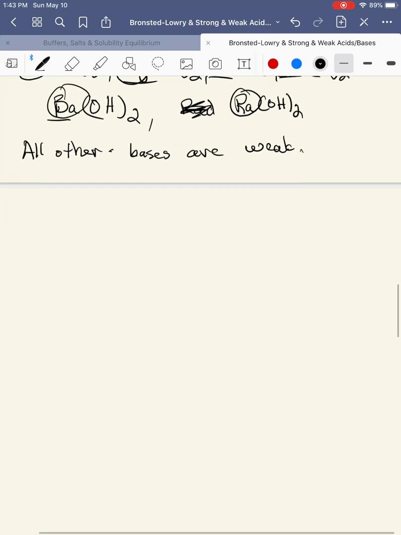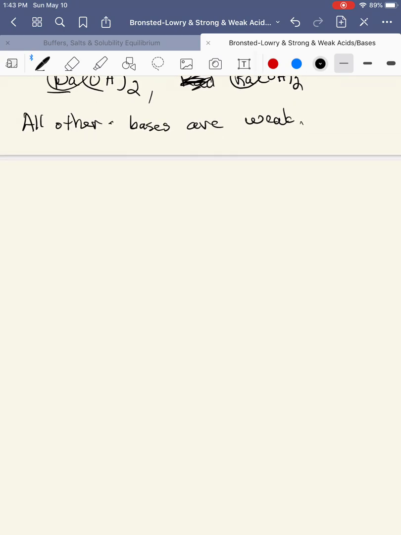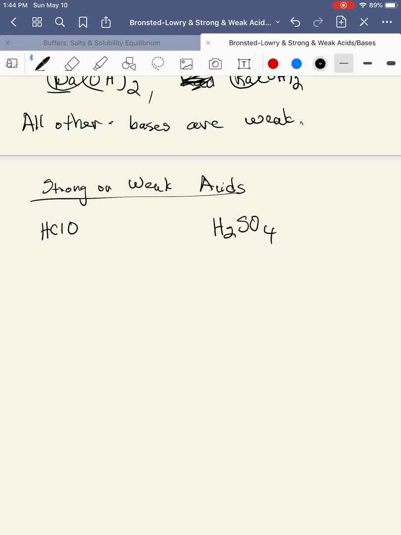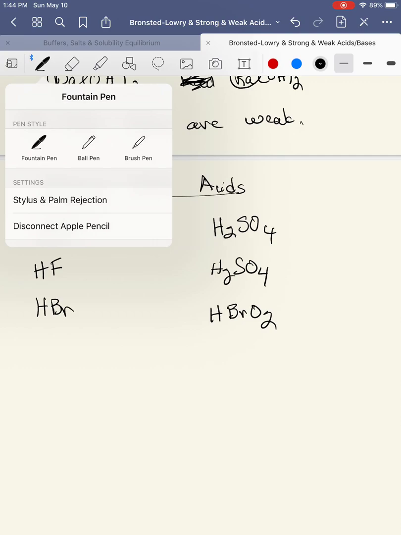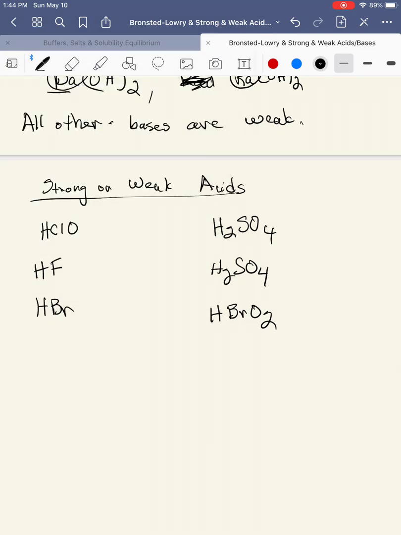So if I had something, well, let's just do a couple examples here of strong or weak acids first. Let's do HClO, H2SO4, H2SO3, HF, HBr, and let's see, what should we do? HBrO2. Okay.